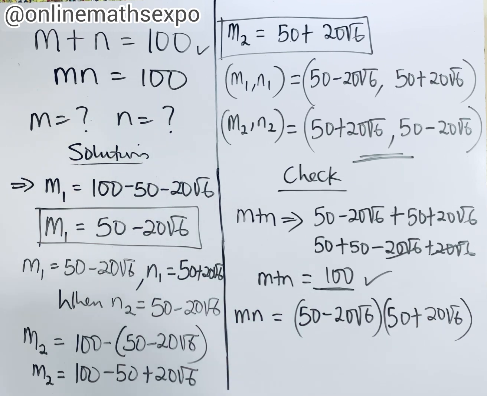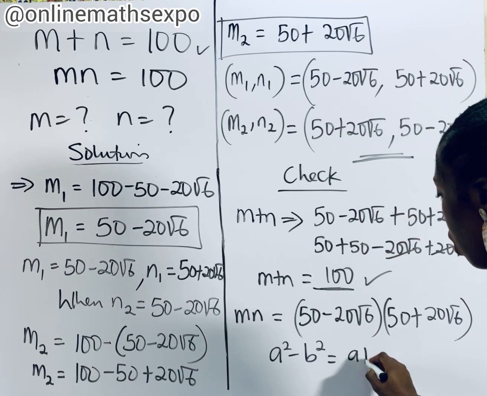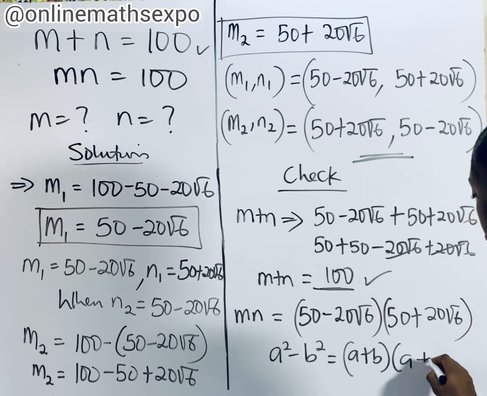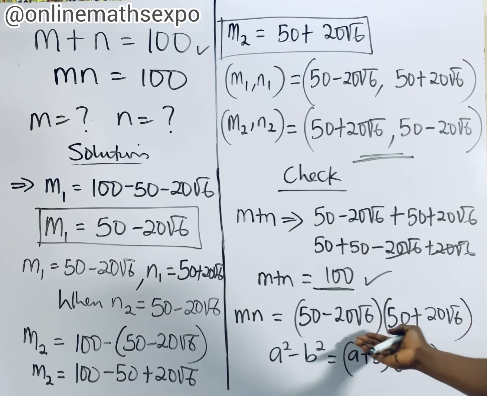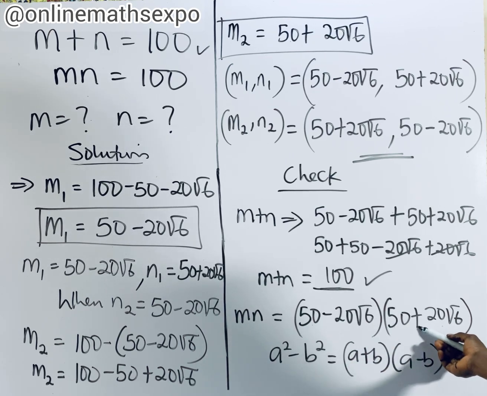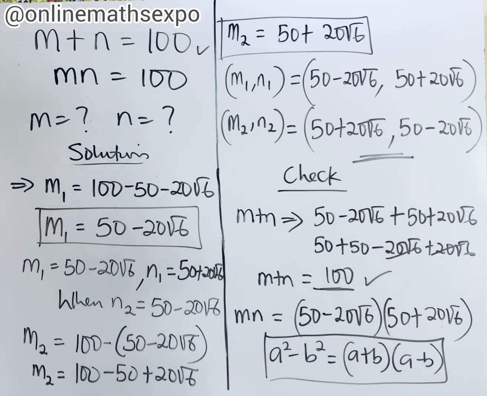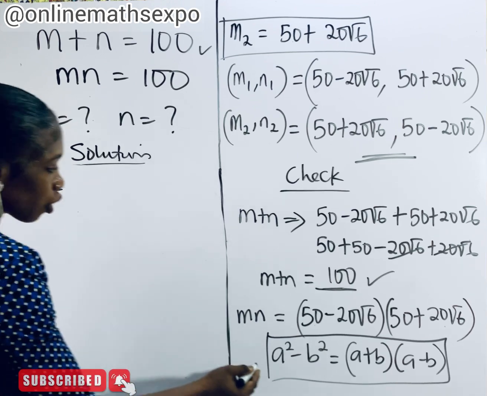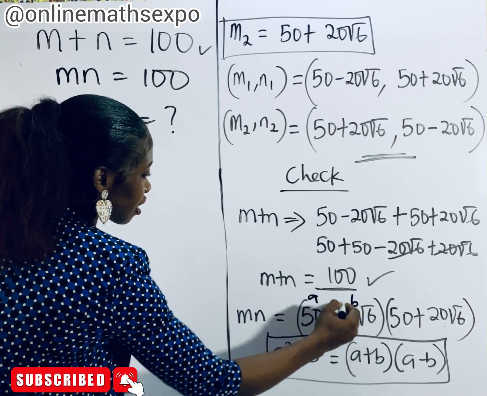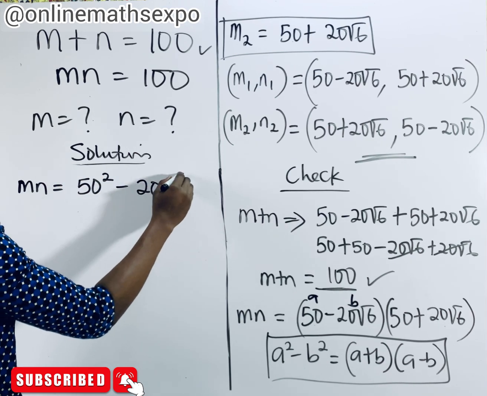Now to multiply this, you are expanding. Just quickly remember that each time you have a squared minus b squared, it is a plus b and a minus b. When you look at this carefully, you observe that what you have here is the same as what you have there. The difference is in the sign. So we're going to make use of the difference of two squares. Applying this, in simplifying this, mn is equal to, this is a and this is b, so we have 50 squared minus 20 root 6 squared.